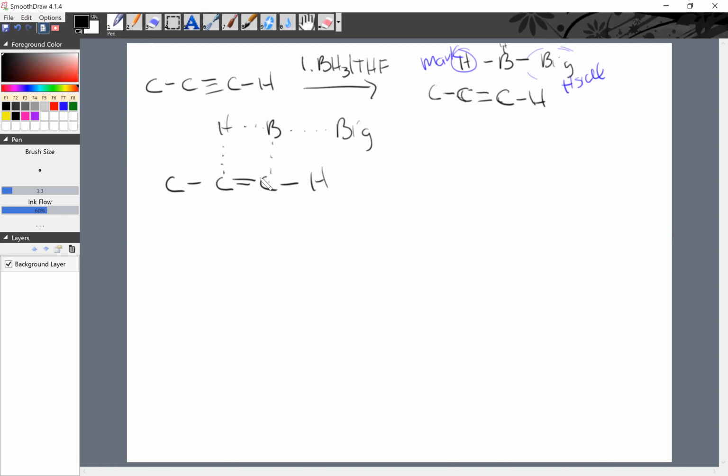And again, what is going to happen? We're going to do our second step, and it's the hydrogen peroxide, basic conditions, and we're going to break it. Oh, guess what? sp2 hybridized carbon. So again, this is keto-enol tautomerization.